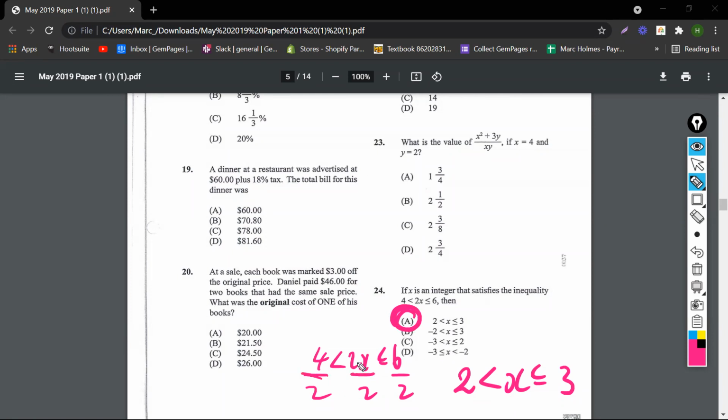So in order to get rid of the 2x here and get an x, you just have to divide everything in the inequality by 2, and that will give you the answer. That would definitely give you the answer.